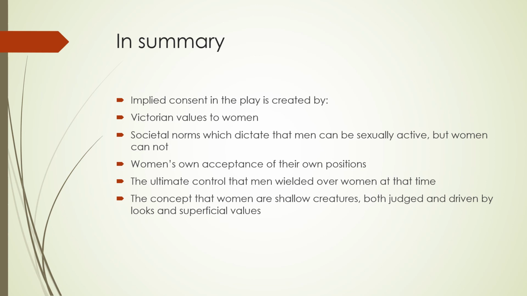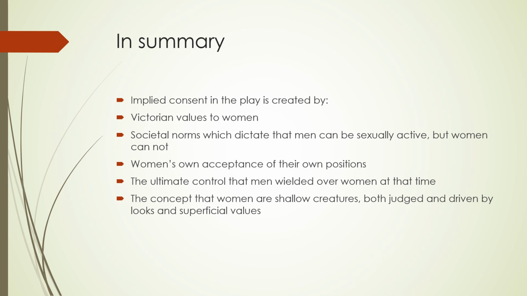Okay, then you've got this idea of women's own acceptance of their own positions. So again, go back to Eva Smith, she was in that desperate position of needing to, for want of a better phrase, sell her own body. She accepted that. She made no fuss of that, but again, you've got that implied consent there of her and Eric and the sexual intercourse that came from that. Again, that ultimate control that men wielded over women at that time, because it was expected that the woman was to do what the man had proposed. That was the power that the male had over the female at the time. Again, rooted back in these Victorian values.